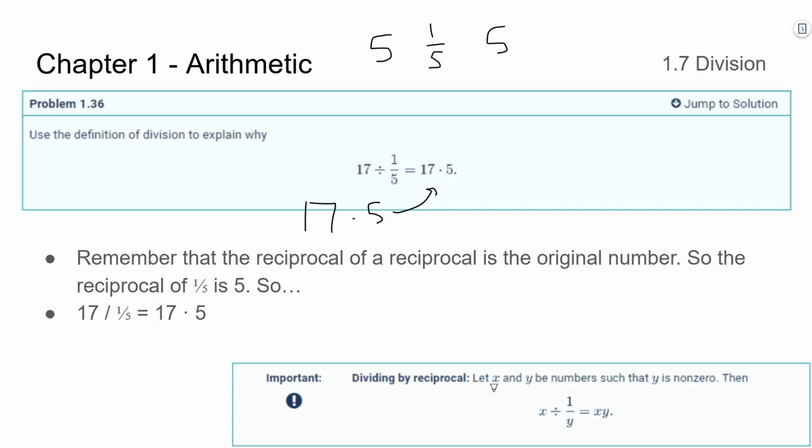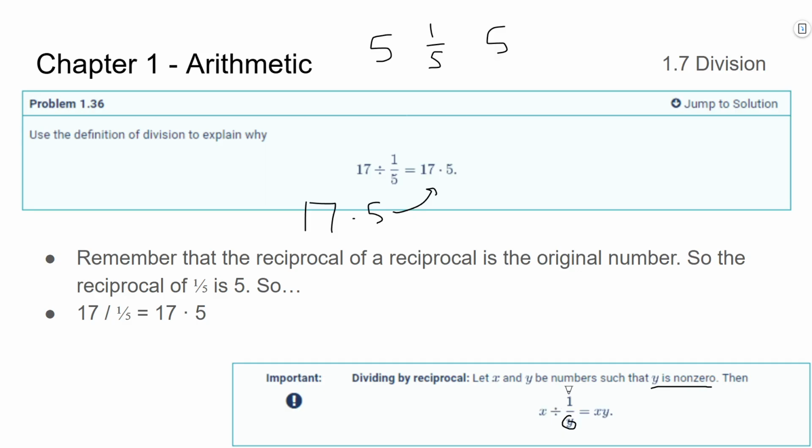Dividing by a reciprocal. So let x and y be numbers so that y is non-zero. Remember, y is in the denominator. Most of the time they're going to specify that y is non-zero to help you out there, to know that you don't need to worry about this being 0 because they tell you that it never will be.